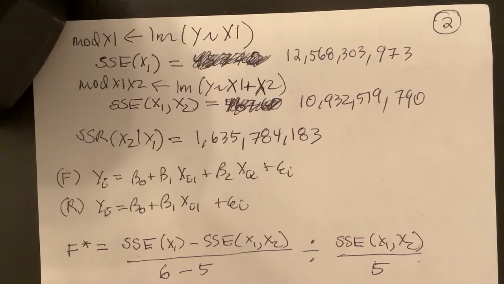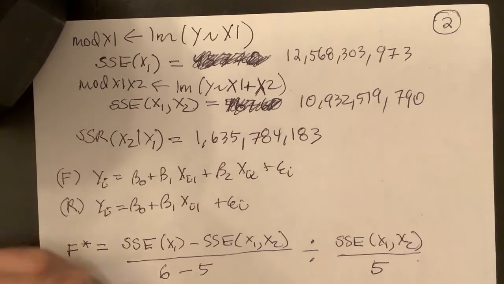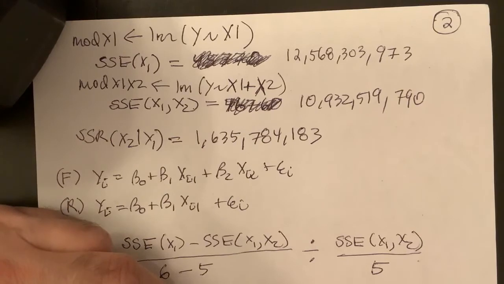And it goes down, right, which is good. It goes down to about 11 billion. So it went from 12.5 billion down to 11 billion. So you get some improvement, but again, you've made your model more complex, and you've lost a degree of freedom. So is it worth it? That's the question.